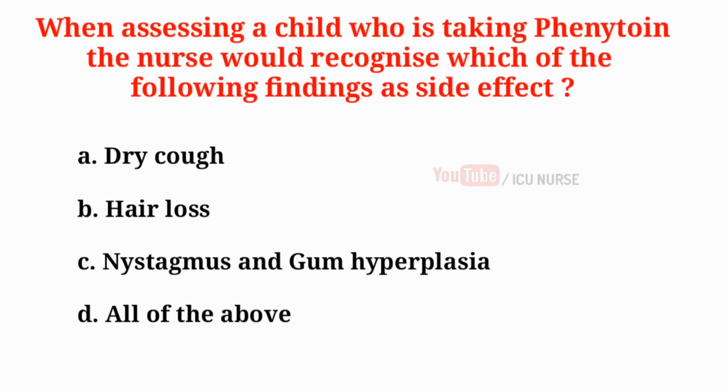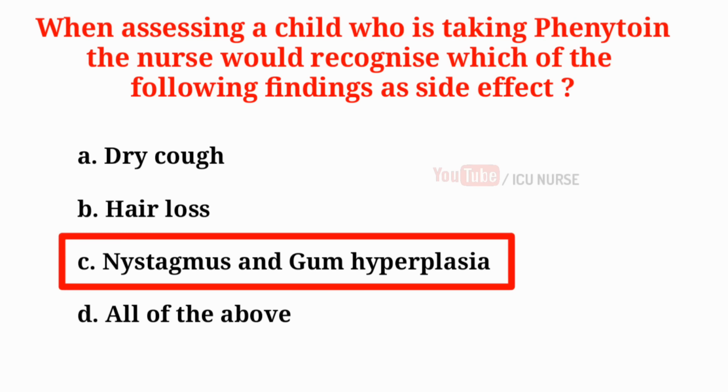When assessing a child who is taking phenytoin, the nurse would recognize which of the following findings as a side effect? A. Dry cough, B. Hair loss, C. Nystagmus and gum hyperplasia, D. All of the above. And the correct answer is C. Nystagmus and gum hyperplasia.